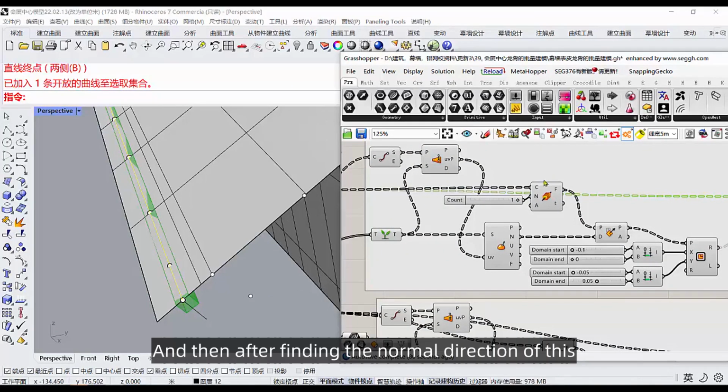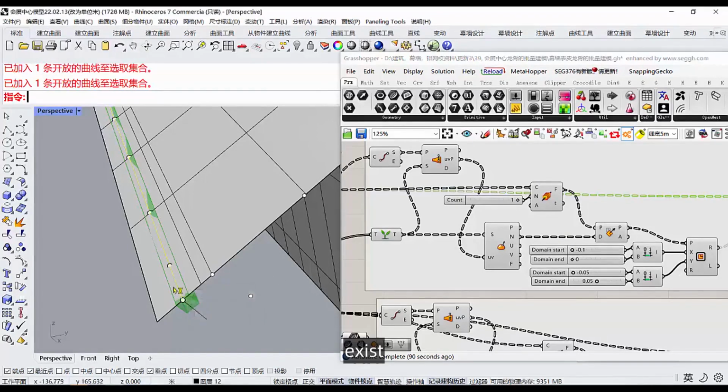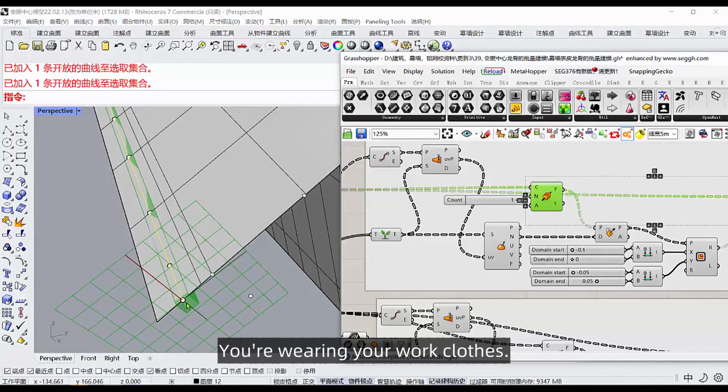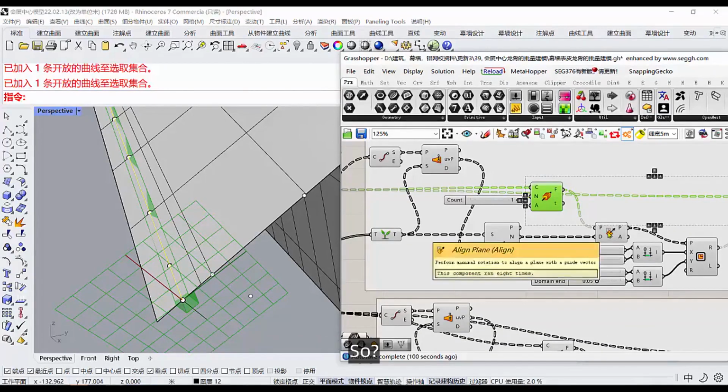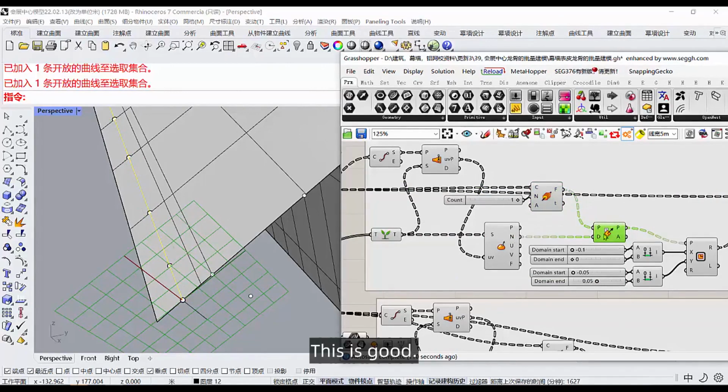And then after finding the normal direction of this, what about this thread? Use a work plane. It may not be this normal direction, so that's the command we'll use. Take over this work plane. And where does it go from here? It's the direction of its normal. This side is straight.